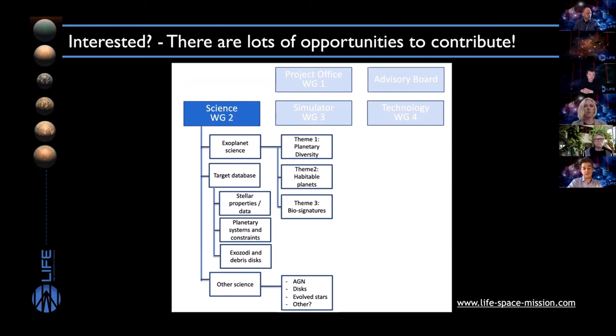There's also the question about, for instance, the target database. We have people working actively on compiling a very comprehensive database for the stellar targets. We need to get all the stellar properties in there. We need to understand what constraints on planetary systems already exist. We need to include the information about debris disks and exozodi disks.